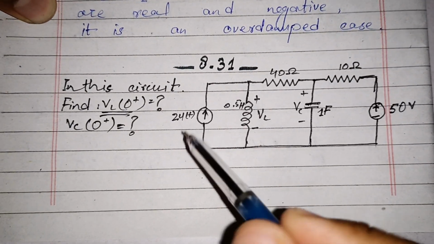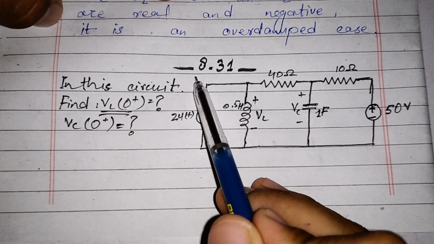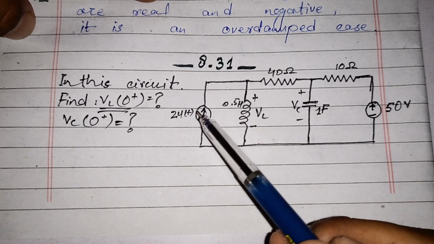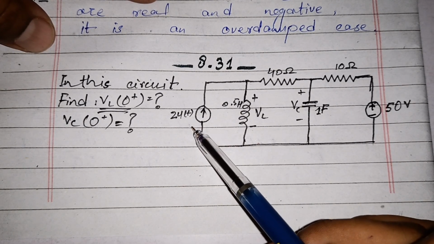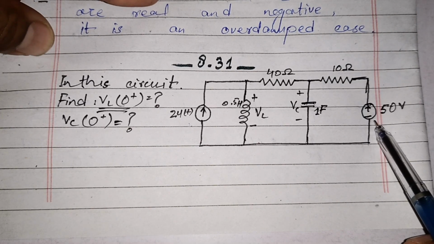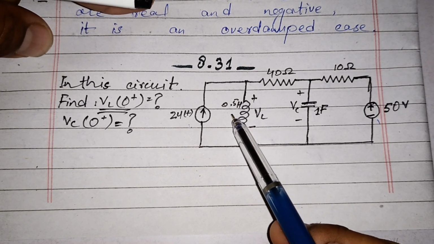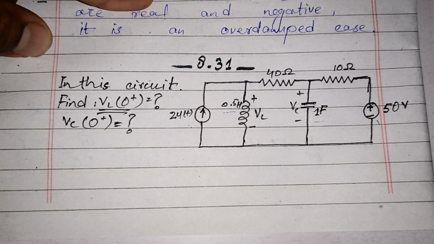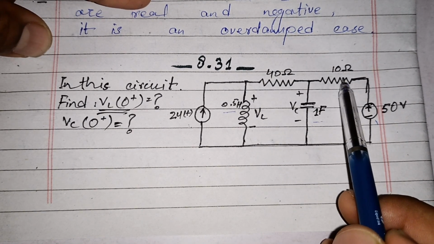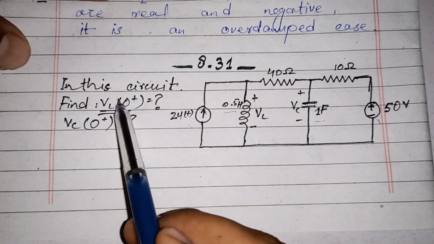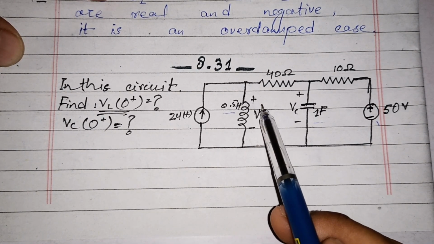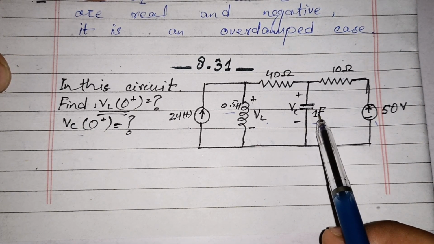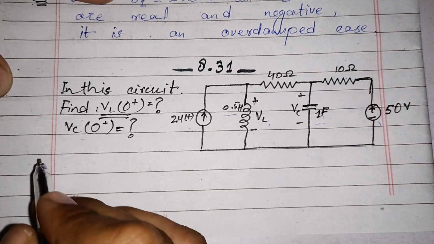Now we have problem 8.31 of chapter 8. The problem is a circuit with a current source and a DC voltage source, and with an inductor of 0.5 Henry and a capacitor of 1 Farad. Two resistors, 40 ohm and 10 ohm, are connected. In the circuit, we have to find VL, the voltage across the inductor, and VC, the voltage across the capacitor. So the solution of this circuit is following.